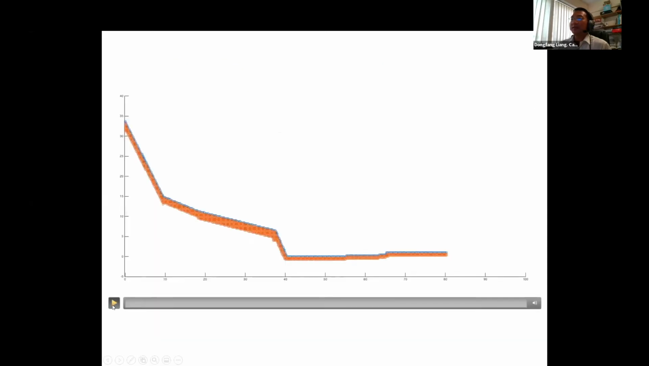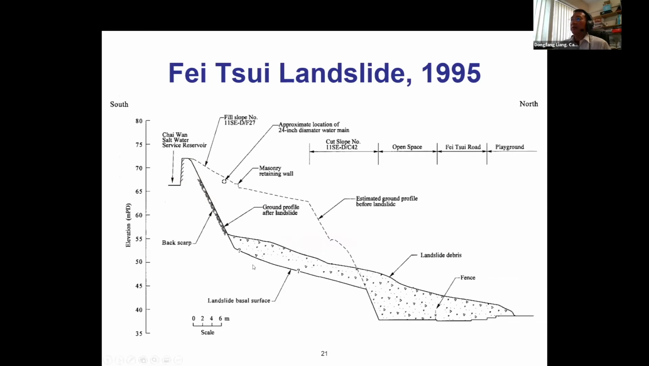So this is a simulation of the landslide processes. The main trigger for the landslide is the groundwater flow. So during the heavy rainfall, the water table increases in the soil, reducing the effective stress, causing the landslide.